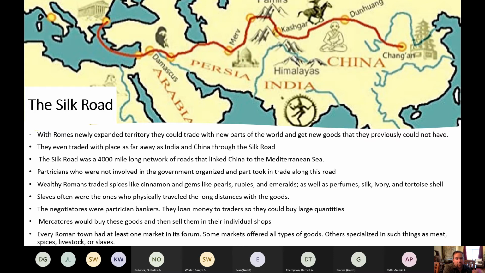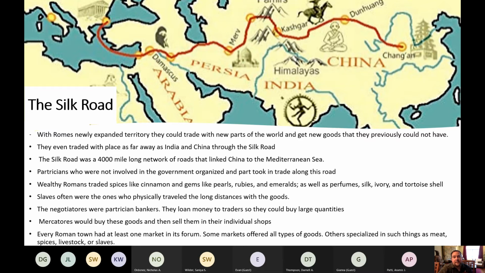The negotiators were the patrician bankers, and they would loan money to traders that could buy these things in large quantities. And the mercantores would go ahead and buy those goods and then sell them in smaller individual shops. So every Roman town had at least one market in its forum. Some of these markets offered special types of goods. Others specialized in things like meat, spices, livestock, or slaves.